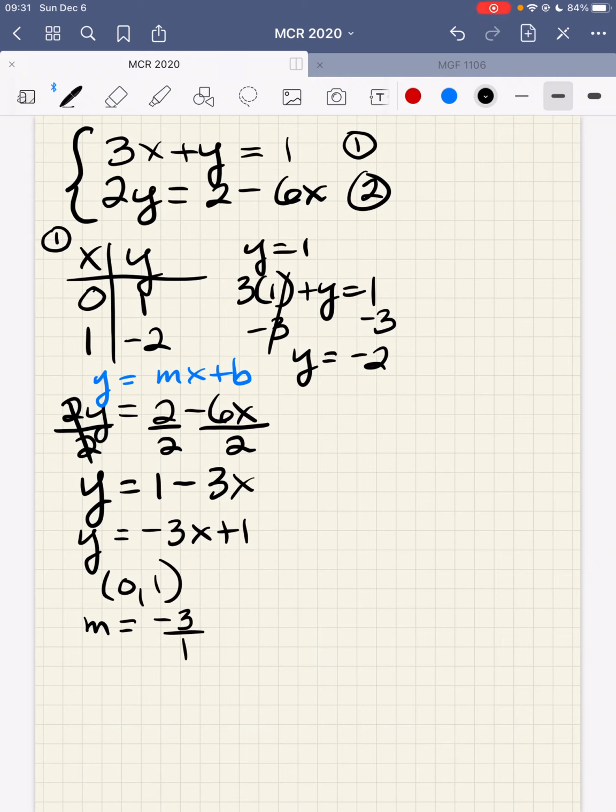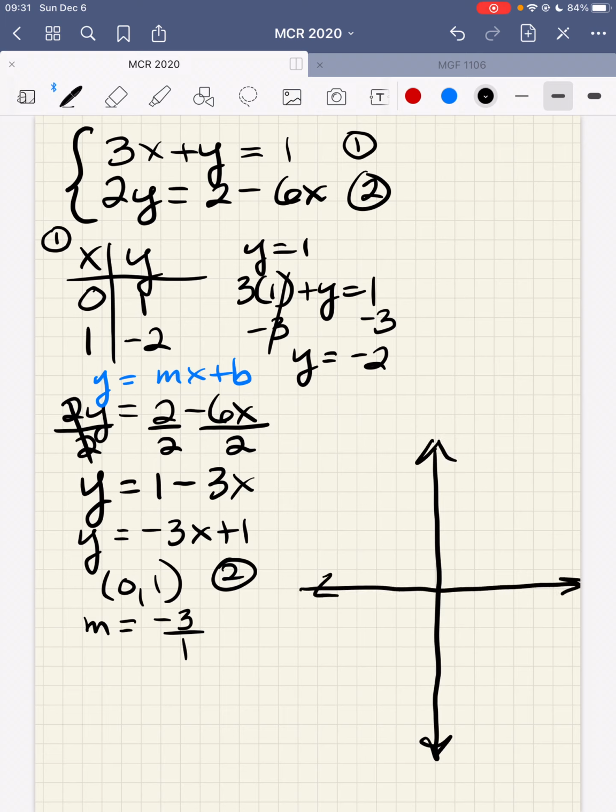And I'm going to graph using this idea. So these are my points for 2. And let's go ahead and set up a graph. I have 0, 1. Draw some hash marks here. And I go down 3. And to the right one. Now this line should be going down from left to right, so I've got to make sure that my slope matches my negative here. And this is line 2.